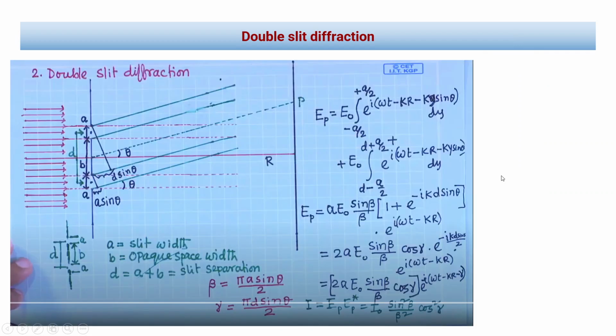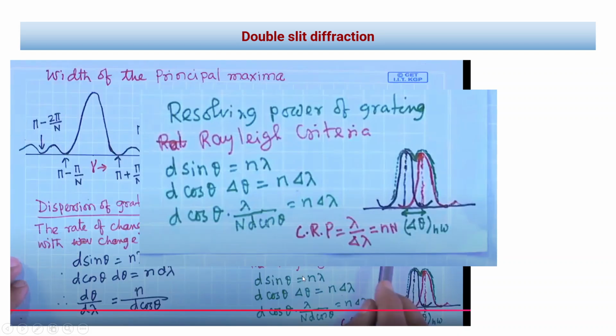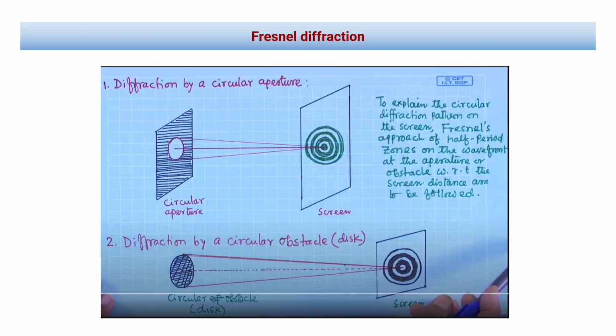Then we saw what happens when we use a double slit. Here two things are happening, diffraction as well as interference, because there are two sources of light. This is diffraction, this is interference, and when they combine we get something like this. So all these we have, of course, discussed in detail. I'm just revising. If you have any doubts about your notes, you can ask.